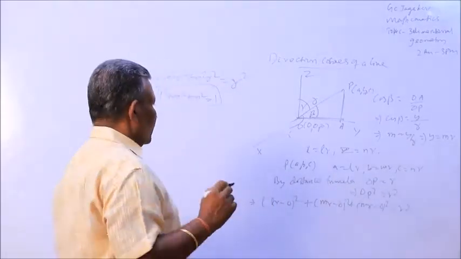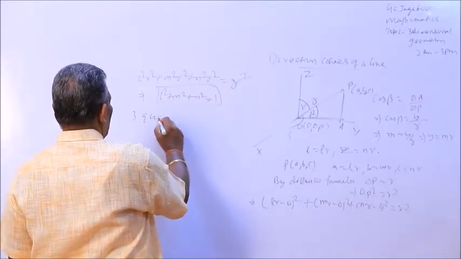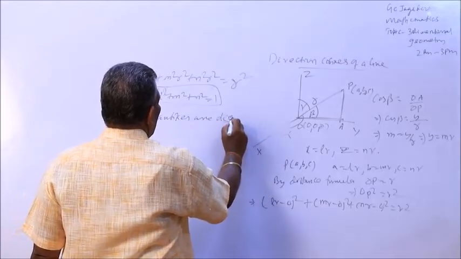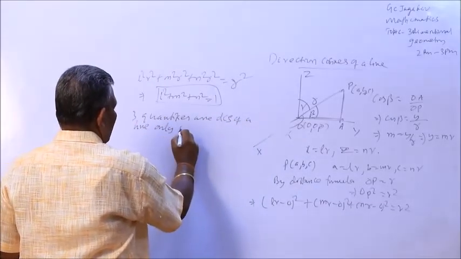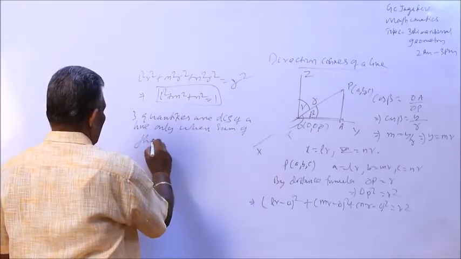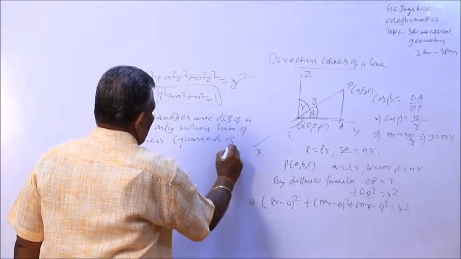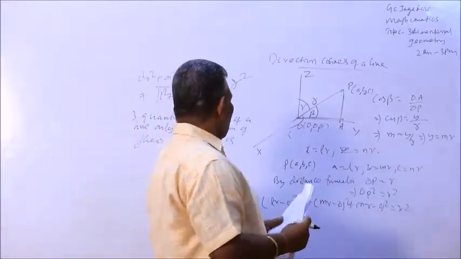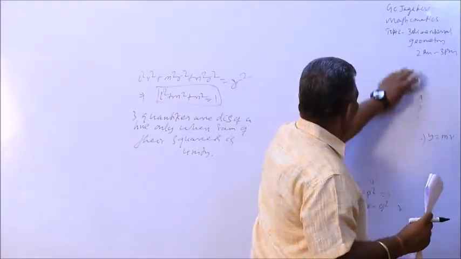So remember, three quantities are DCs of a line only when the sum of their squares is unity. When the sum of their squares equals 1, then only three quantities can be taken as DCs of a line.